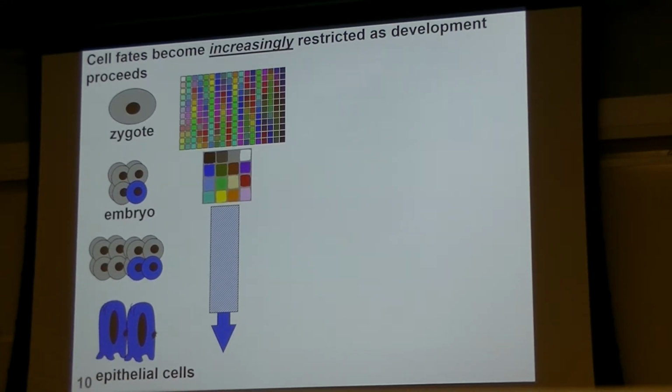Then we go through some cell divisions here, and now we're looking at one of those daughter cells, the blue guy there. That daughter cell has already become much more restricted in the possible choices available to it.